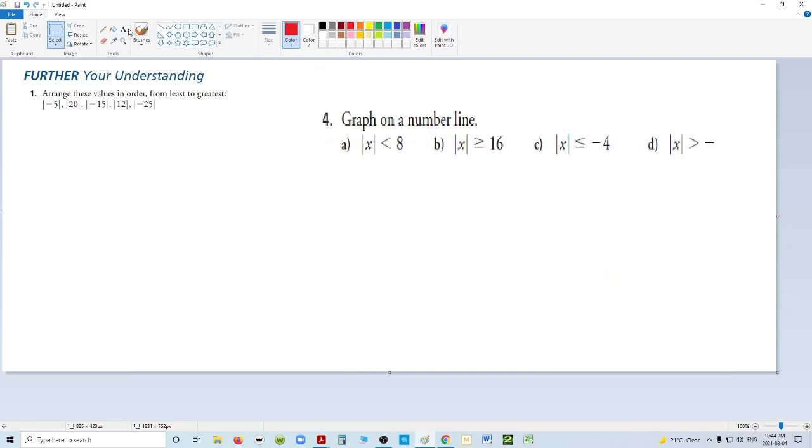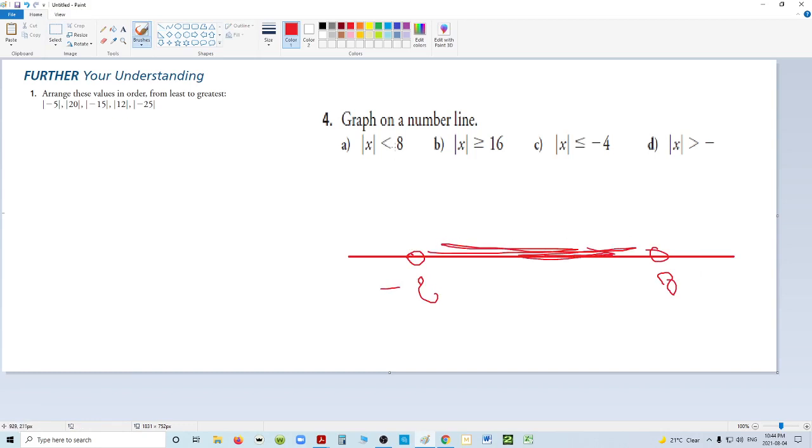So notice the smaller than 8 means it's not inclusive. So you should get used to the reverse as well. So it means not including, -8 all the way up to 8. But everything in between is what this is. And when it's bigger or equal, it's solid -16, solid 16, and it's everything outside of that. That's what the bigger than means.